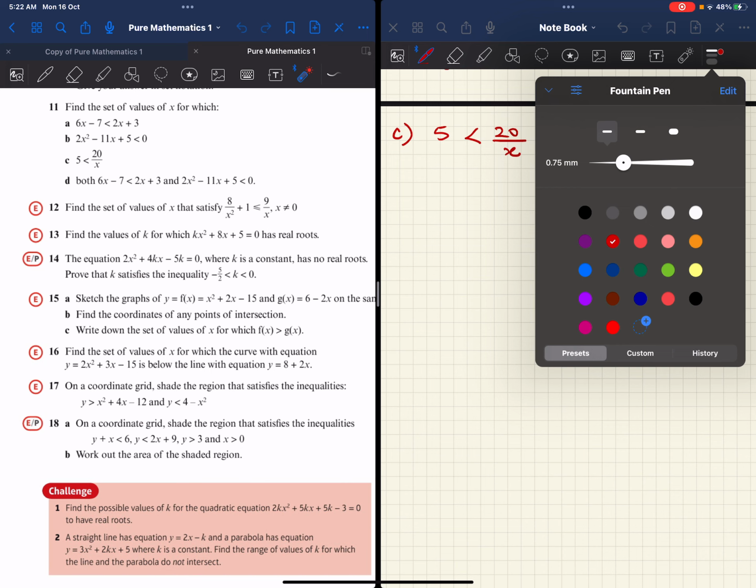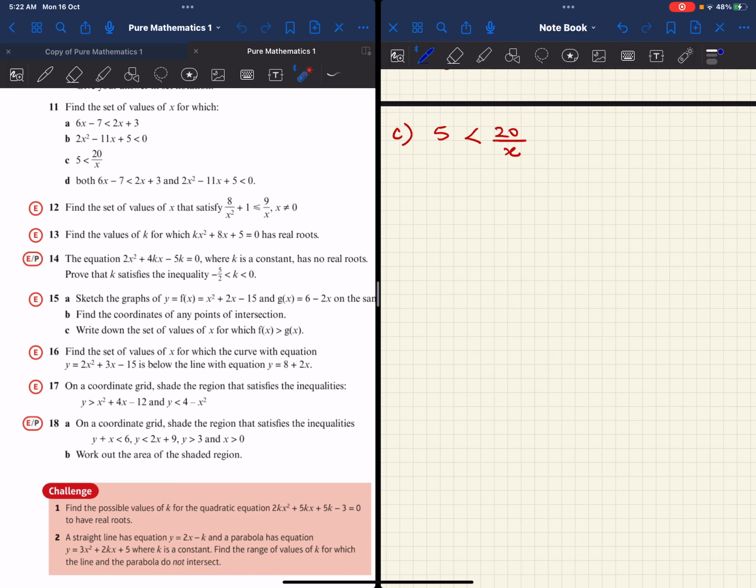In order to get rid of the x in the denominator, I will multiply this by x squared on both sides of the inequality. Now x squared will be positive because even if x is negative, x squared will always be positive. So if I multiply with x squared on either side, the inequality remains balanced.